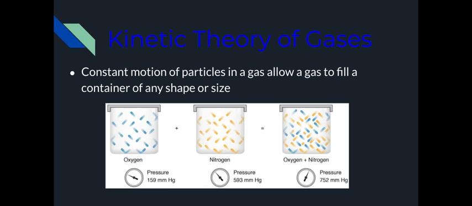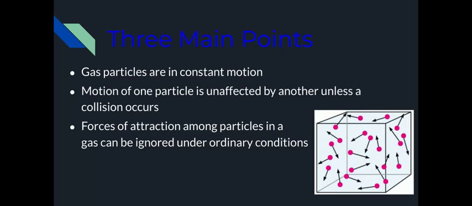The kinetic theory of gases states that the constant motion of particles in a gas allows a gas to fill a container of any shape or size. I just mentioned that. There are three main points. Gas particles are in constant motion. Motion of one particle is unaffected by another unless a collision occurs. And forces of attraction among particles in a gas can be ignored under ordinary conditions.